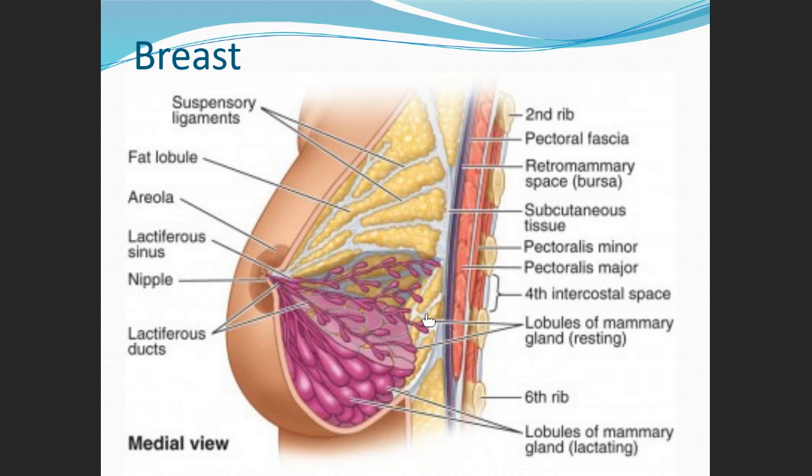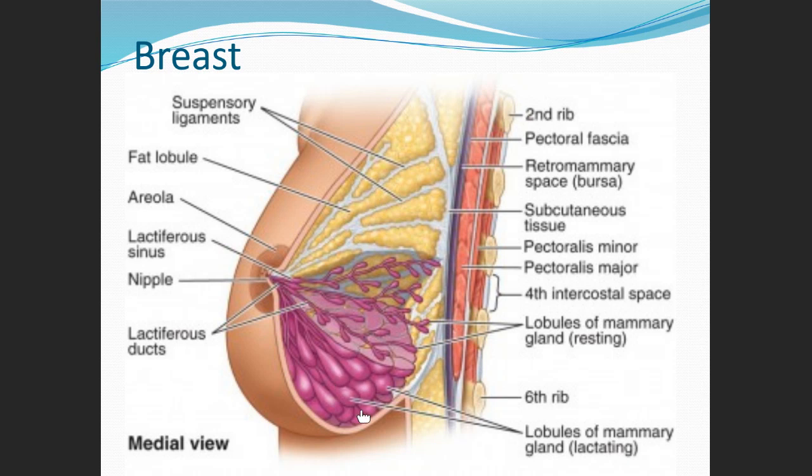This is what the mammary glands look like when they're resting, so no lactation is happening at this point. This is what they look like when they are engorged or full of milk, during lactation. In between the fat tissue, we have these little suspensory ligaments, and those suspensory ligaments radiate out from the pectoral fascia all the way down towards the nipple, and those are to support the breast tissue.